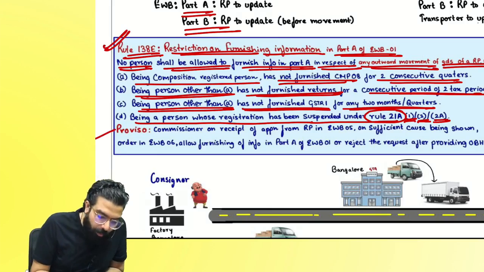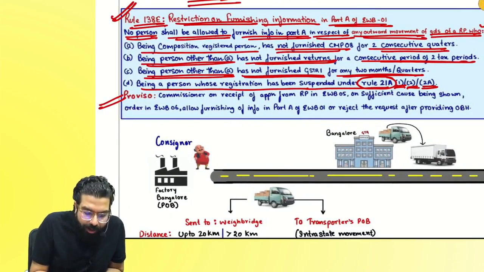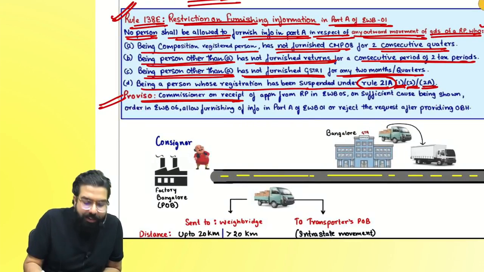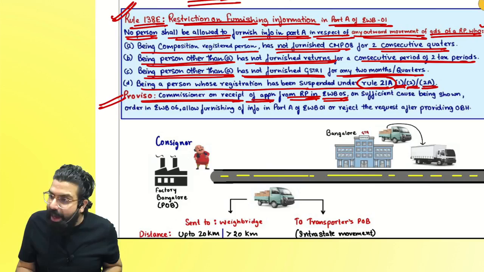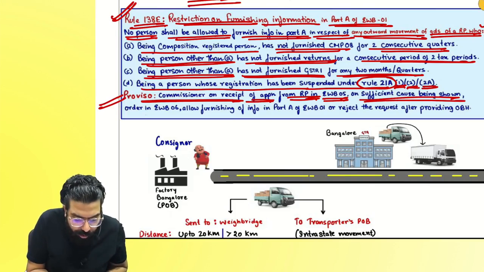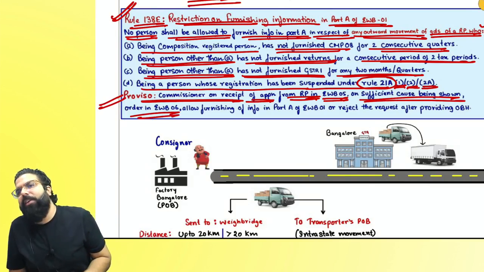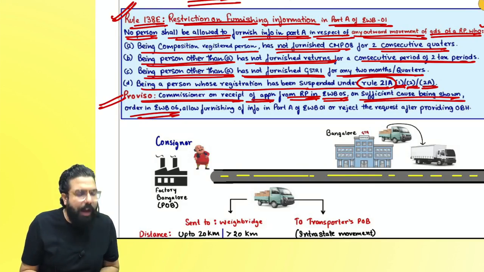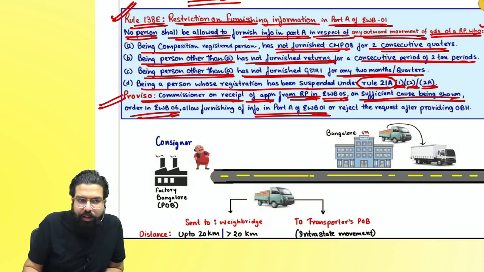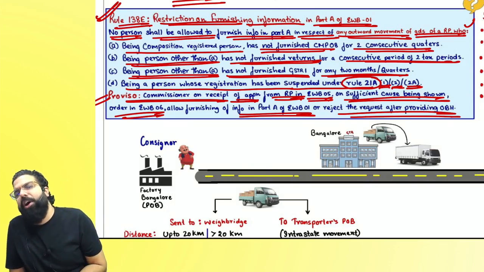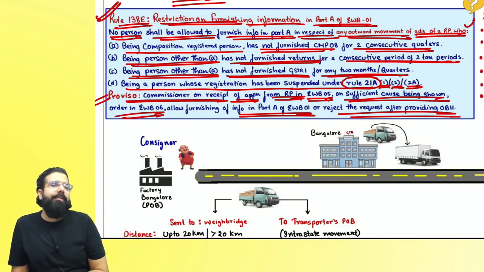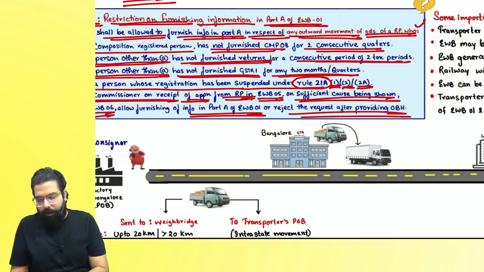Then one proviso is there. If you want, you can go and speak to the Commissioner. The Commissioner, on receipt of an application from the registered person in EWB 05 and on sufficient cause being shown, can give an order in GST EWB 06 and allow you to furnish Part A of GST EWB 01. Or he can also reject your application after giving you an opportunity of being heard.